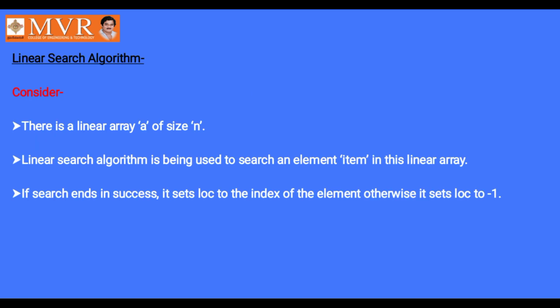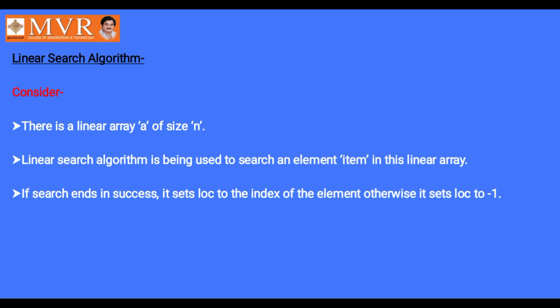Now I am going to demonstrate the linear search algorithm. For this, I have considered an array A, and the number of elements in the array will be n. And I am going to search for an element, that is item, in the list of elements. If my search ends successfully, then I will return the location where my search element is found. Otherwise I will set the location to -1.